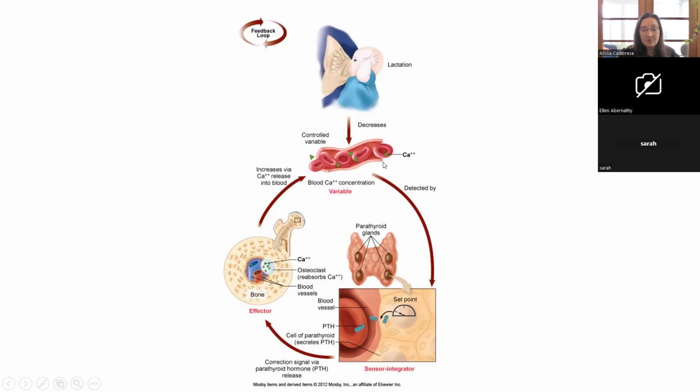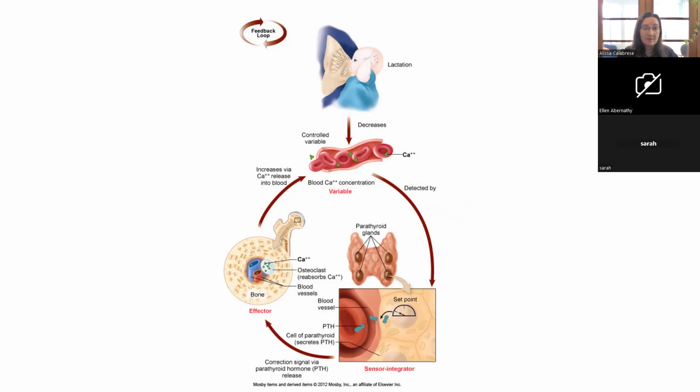That's going to trigger sensors that say, hey, we need to maintain a certain amount of blood calcium. If we're too low, we've got to bring that back up to homeostasis. So the endocrine system is going to kick in here. These little glands on the back of your thyroid called the parathyroids are going to release a hormone called parathyroid hormone into the blood. That's going to circulate throughout the blood until it reaches its target cells. In this case, the target cells for parathyroid hormone are in your bones.